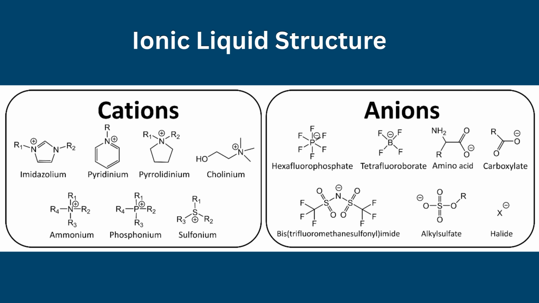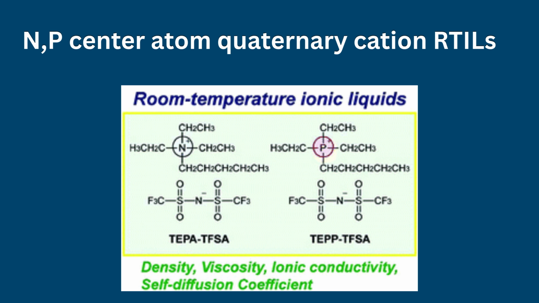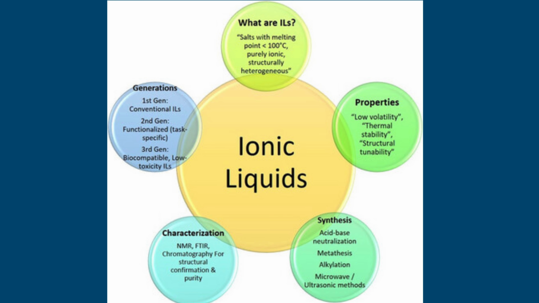RTILs typically consist of bulky organic cations, such as imidazolium, pyridinium, ammonium, phosphonium, or sulfonium species, paired with weakly coordinating anions including halides, tetrafluoroborate, BF4, hexafluorophosphate, PF6, and bis(trifluoromethanesulfonyl)imide, TF2N. The physicochemical behavior of RTILs arises from a combination of interactions: electrostatic forces between ions, hydrogen bonding, often between cationic ring hydrogens and electronegative anions, van der Waals interactions associated with alkyl chains, and dipole-dipole interactions. These interactions create highly structured, yet dynamic, liquid environments.